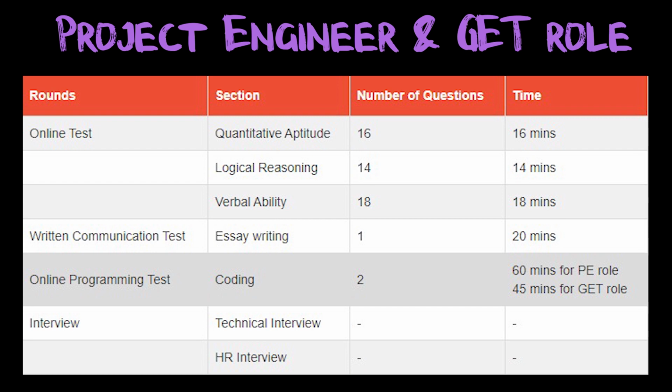You can attempt both the questions, but you have a choice here. Like if you are planning for a job role of PE, that is Project Engineer, you must attempt the question of 60 minutes. Or if you are planning for the job role of Graduate Engineer Trainee, that is GET, then you must attempt the question of 45 minutes. After all these 3 rounds, the next round is interview round. And here we have 2 sections, technical interview and HR interview. And we will not talk about this section in this video.